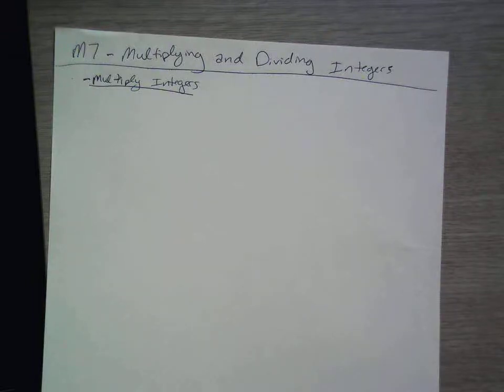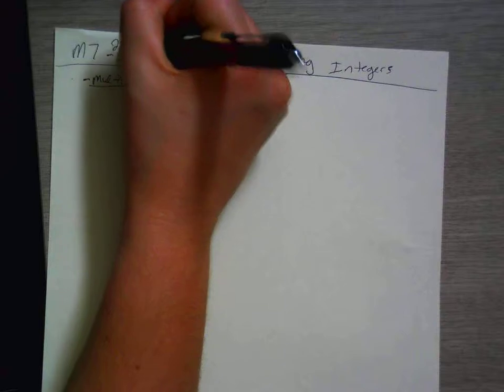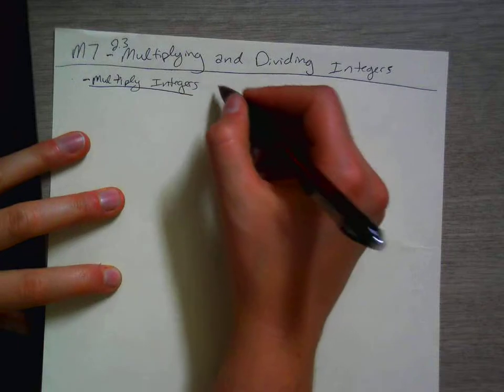This is Math 7, Section 2.3. Almost forgot to write that. Multiplying and dividing integers. First, let us multiply. So, in the activity above, the hands-on activity, you may have observed the following patterns. I will write them out for you. Okay?